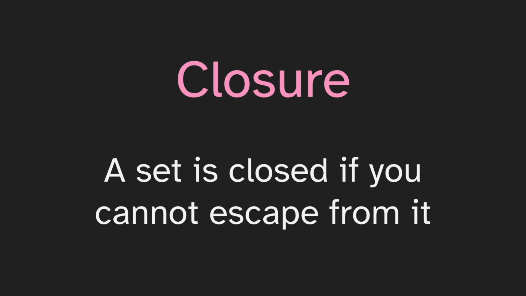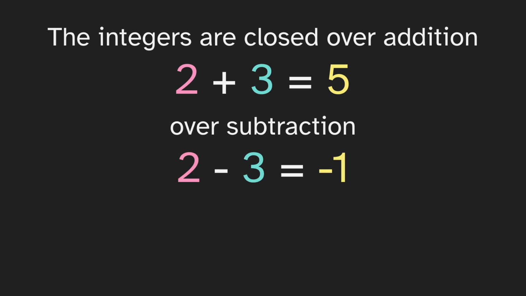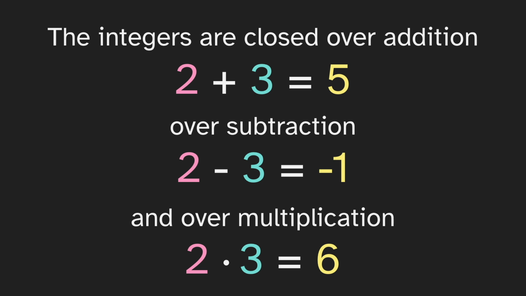There is a topic in math called closure. A set is closed if you cannot escape from it. For example, the integers are closed over addition. Anytime we add two integers together, we get another integer. 2 plus 3 is 5. And the integers are also closed over subtraction and over multiplication.